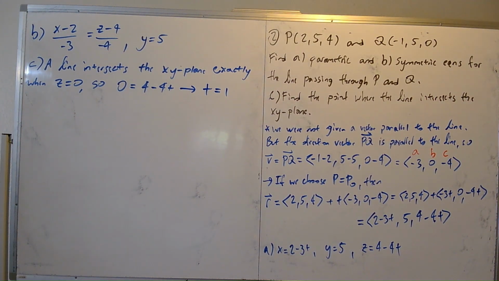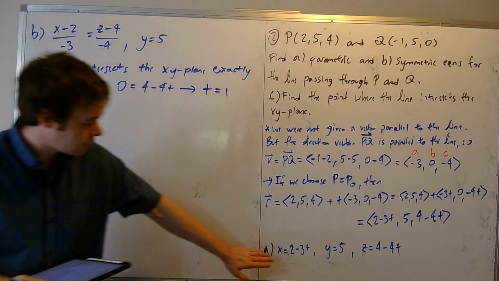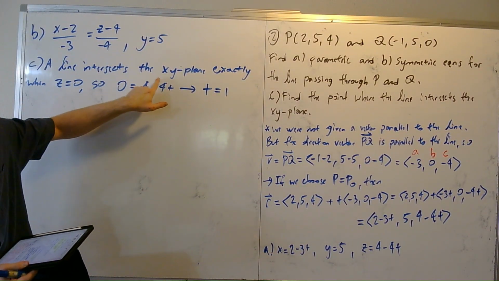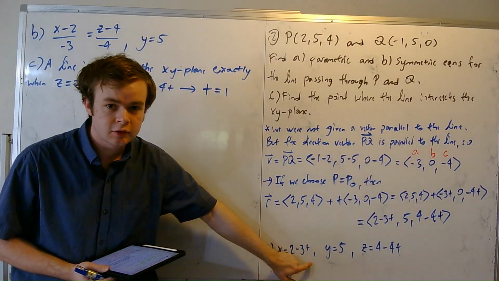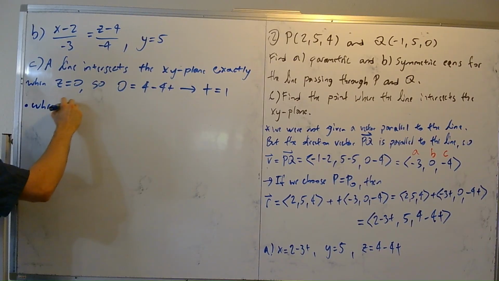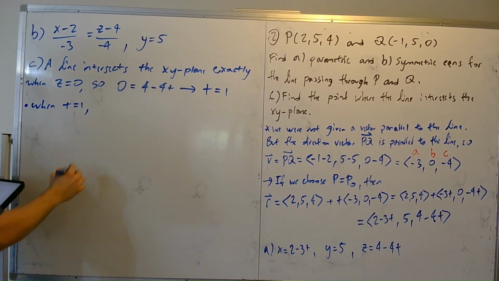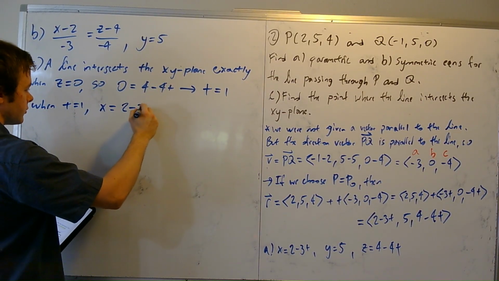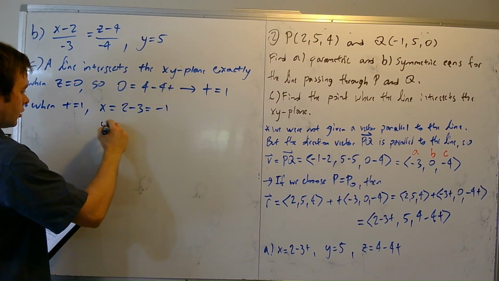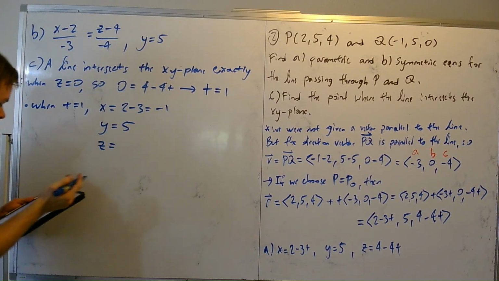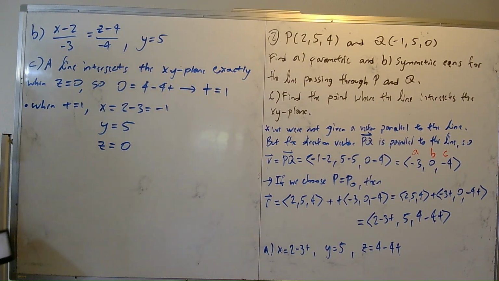And remember, the way we find points on the line is we just plug in values of t into our parametric equations. So we already know that exactly the value of t we need is 1. So we just plug in t equals 1 into our parametric equations, and that's going to give us the point on the line that we need. So when t equals 1, we're going to have x equals 2 minus 3, which is -1. Y is always equal to 5. And z is going to be equal to 0 because it's on the xy plane.